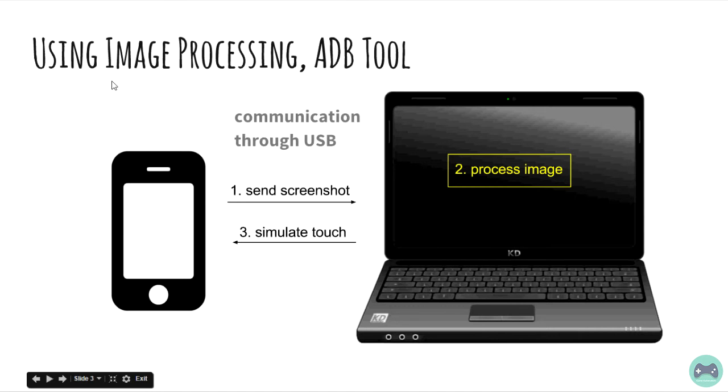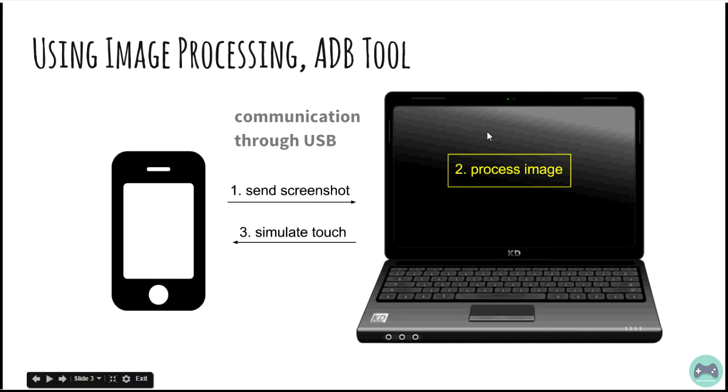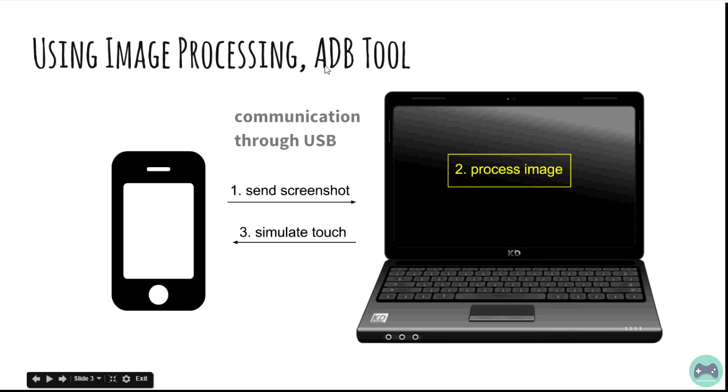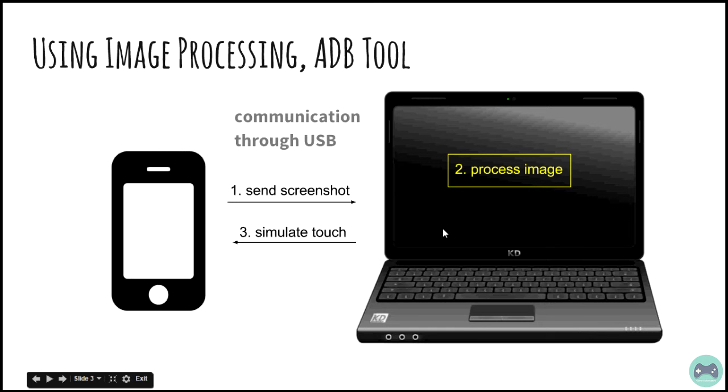So this is the first method, using image processing and ADB tool. These are the three steps. The first step is taking a screenshot, the second step is processing the image, and the third step is simulating touch. In the first step, you take the screenshot of the phone screen and send it to the laptop, and that is done through this library called ADB tool. Once you get the image onto your laptop, you use some image processing techniques to figure out what you have to do, and depending on that, you simulate a touch on the screen.